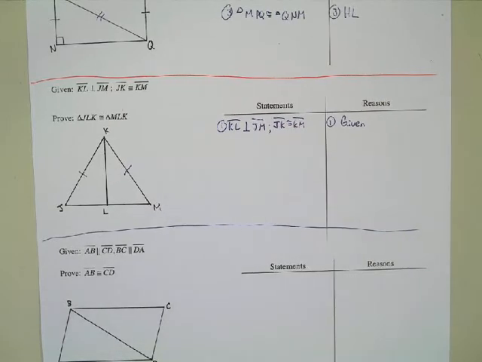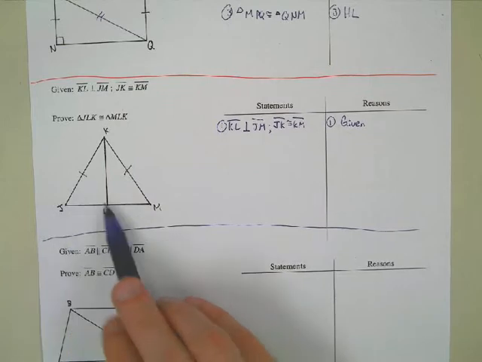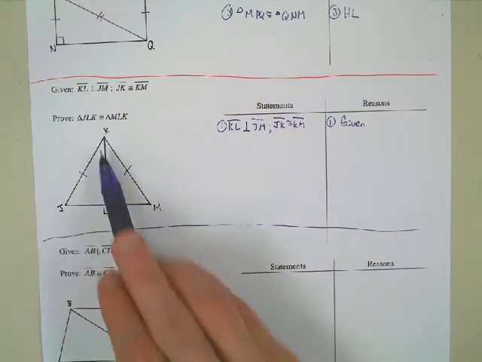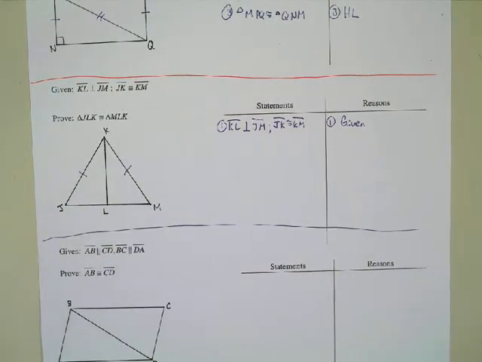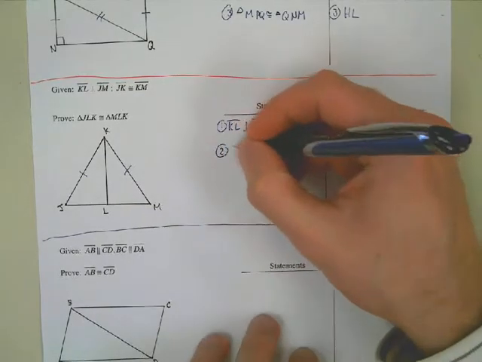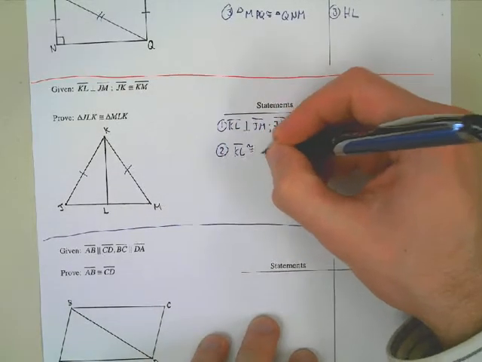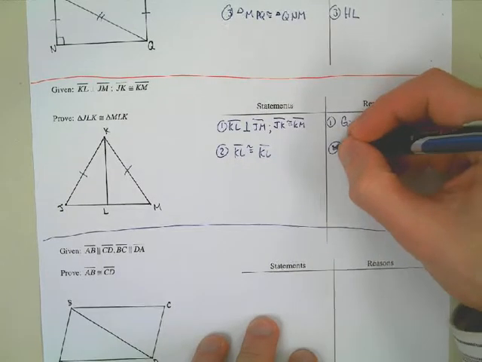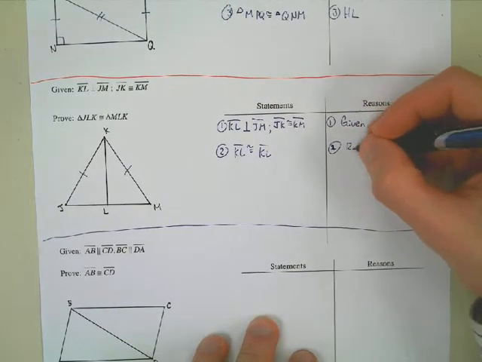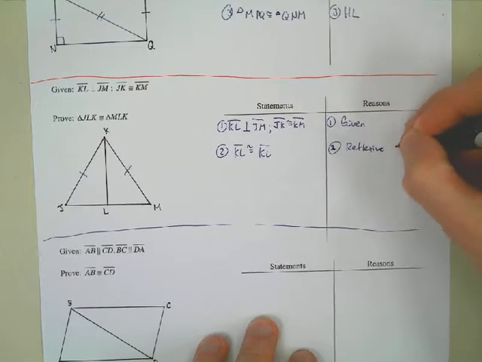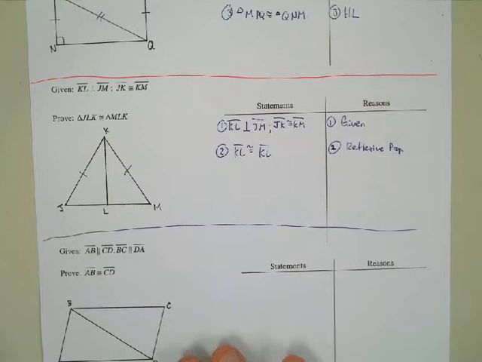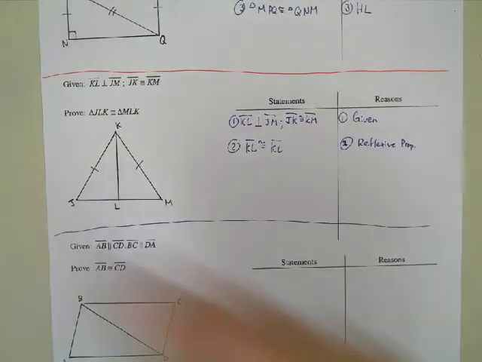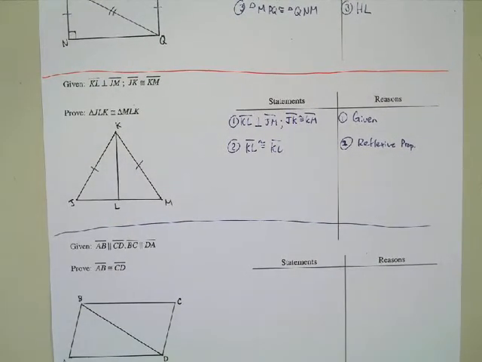Keep in mind we're trying to prove that triangle JLK, so this triangle here, is congruent to MLK, this triangle right here. The middle line? Yeah, KL is congruent to what? Yeah, exactly, itself. And what's the reason for that? Reflexive. Okay, good. All right, so that's two congruences now. So I'll go ahead and mark that.